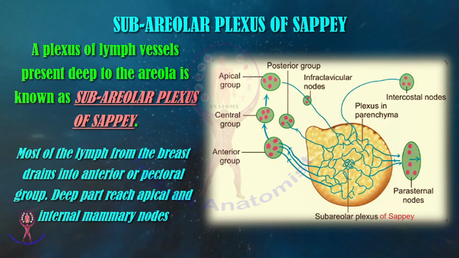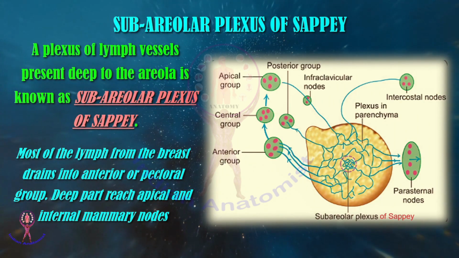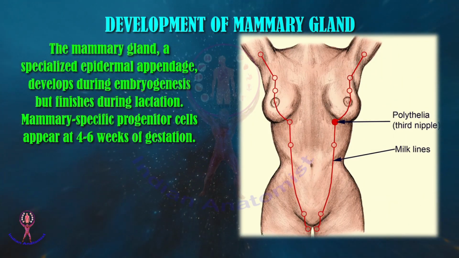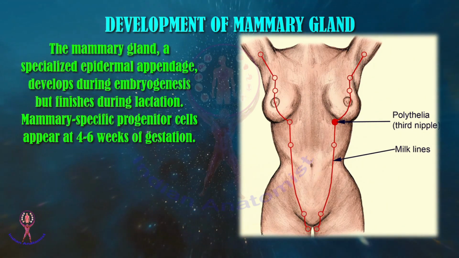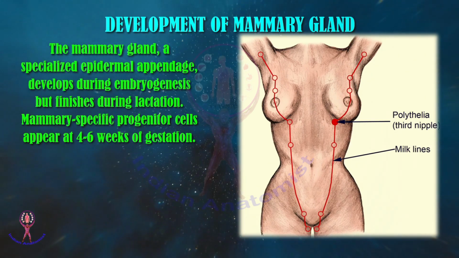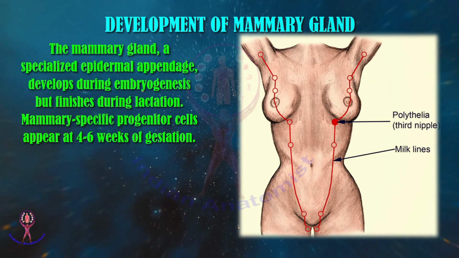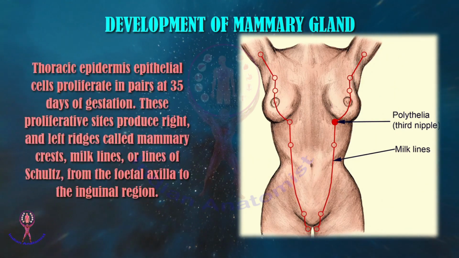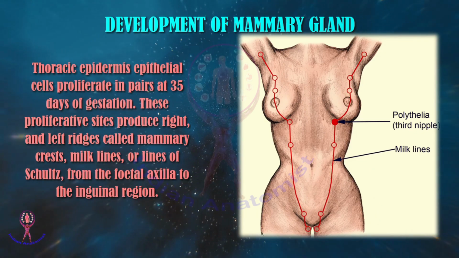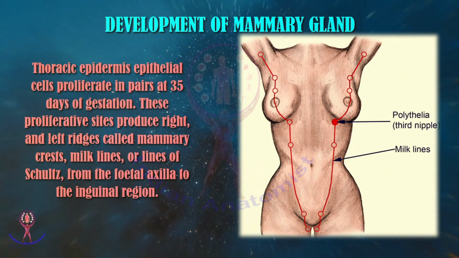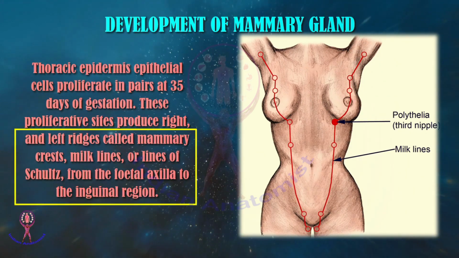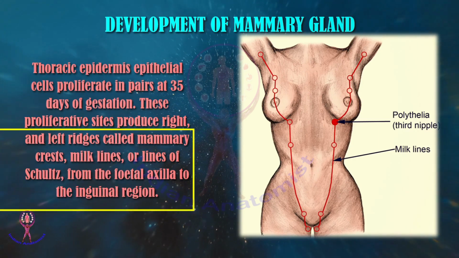Dear medicos, before discussing the clinical anatomy of the mammary gland, I want to discuss the development of the mammary gland in short. As we all know, the mammary gland is a specialized epidermal appendage that develops during embryogenesis but finishes during lactation. The primary mammary-specific progenitor cells appear at 4 to 6 weeks of gestation. In humans, the thoracic epidermal epithelial cells proliferate in pairs at 35 days of gestation. These proliferative sites produce right and left ridges called the mammary crest, or milk lines, or lines of Schultz, that extend from the fetal axilla to the inguinal region.